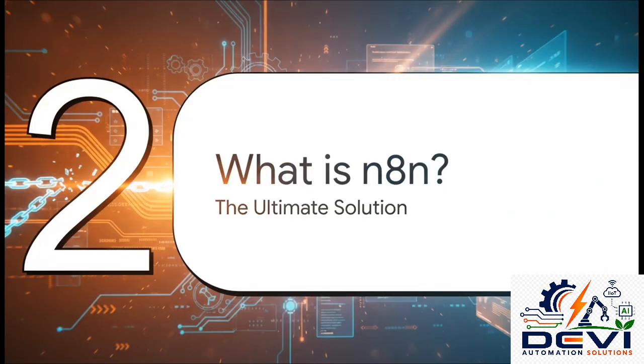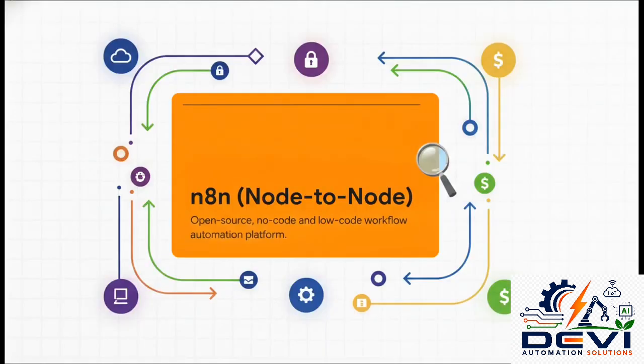Moving right along to Section 2. What is n8n? Well, if manual, repetitive work is the roadblock, this platform is the ultimate solution. The name itself is actually pretty cool. n8n stands for Node to Node. It's a wildly powerful, open-source, no-code and low-code workflow automation platform. What that means for you is you don't need to be a hardcore software engineer to use it. You visually connect one node or task to another node to create your workflow. It's incredibly flexible, and because it runs on an open-source model, it's highly accessible to literally everyone, from solo freelancers to massive enterprise businesses.